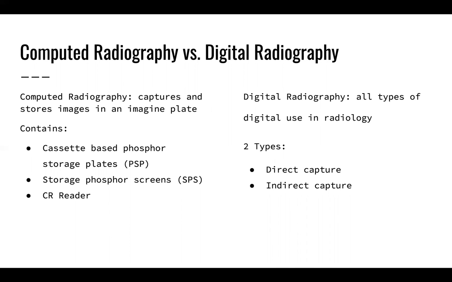So one of the main differences between computed radiography and digital radiography is that computed radiography contains a cassette and digital radiography doesn't. Cassettes use screens that capture the image and process it into a digital format. Digital radiography uses direct and indirect capture, which is charged and then processed into a digital image.